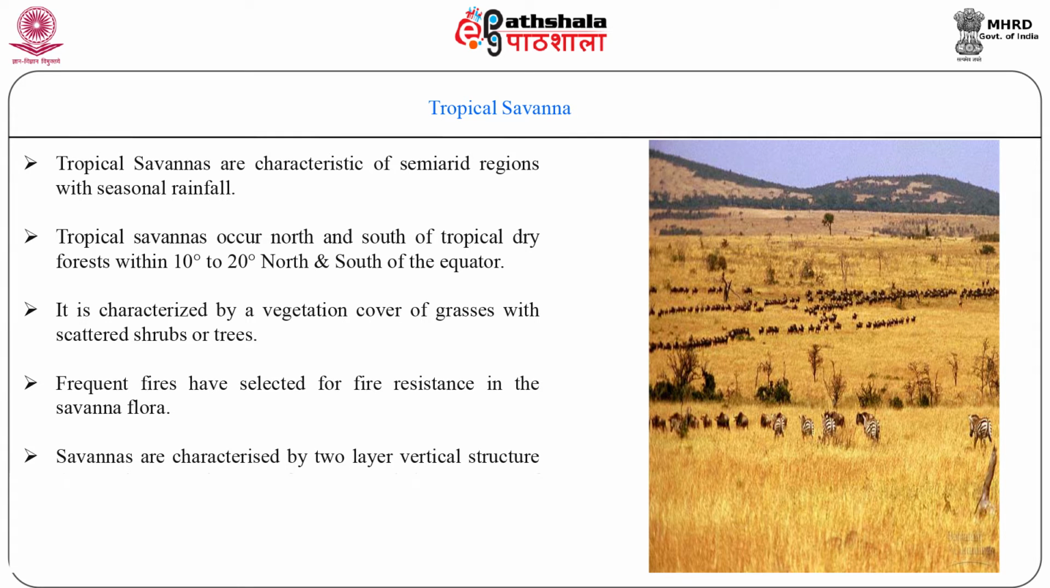Savannas are characterized by a two-layer vertical structure due to the ground cover of grasses and the presence of shrubs or trees. Productivity and decomposition in savanna ecosystems are closely tied to the seasonality of precipitation.